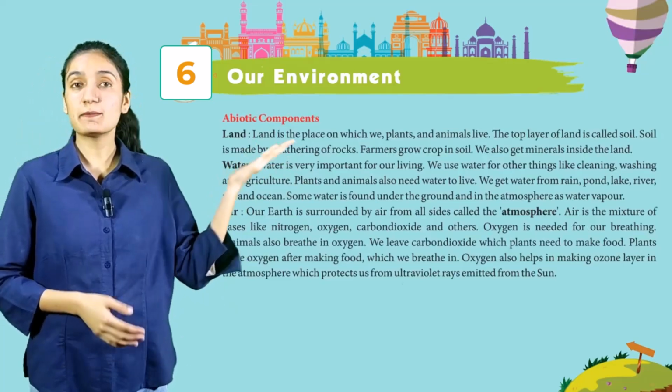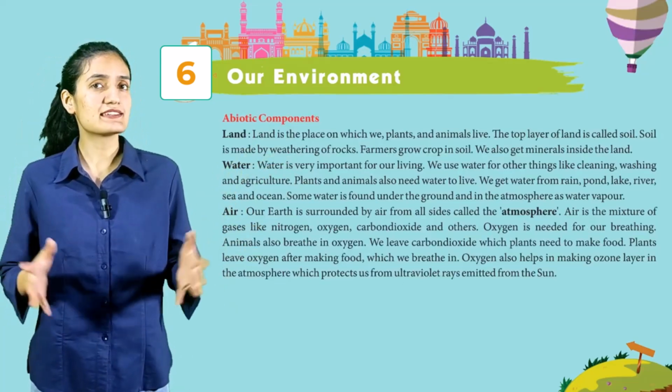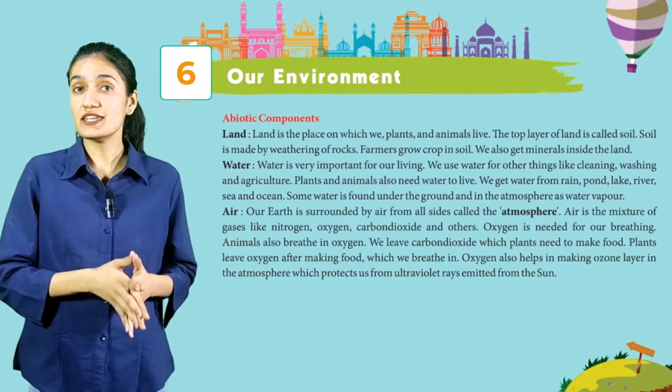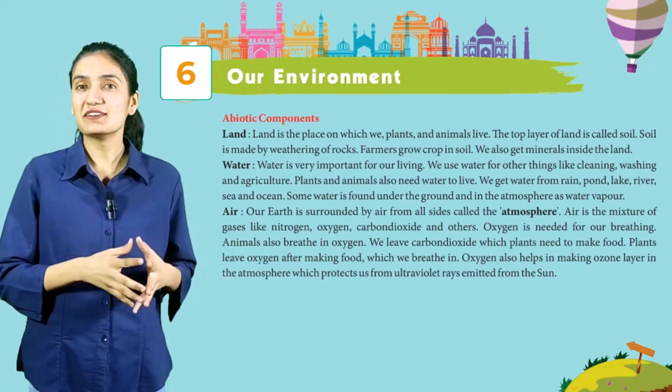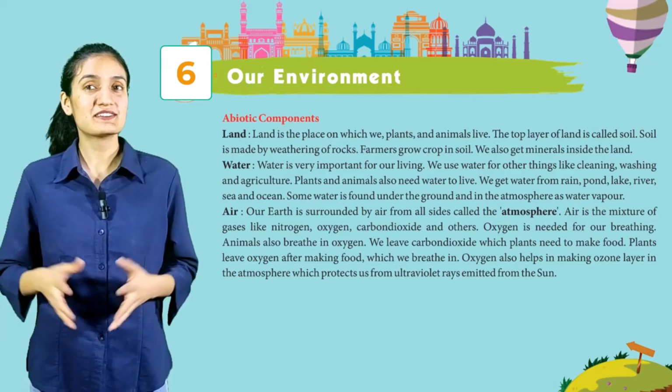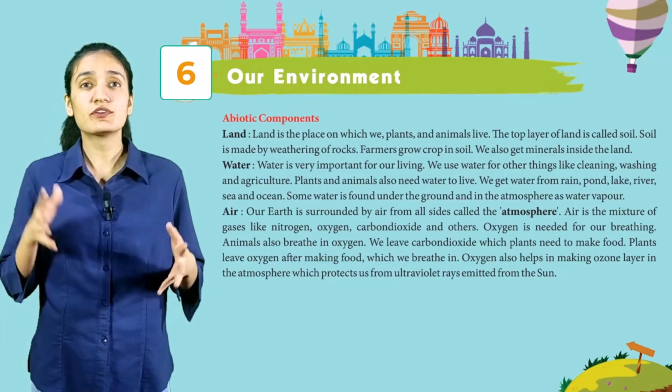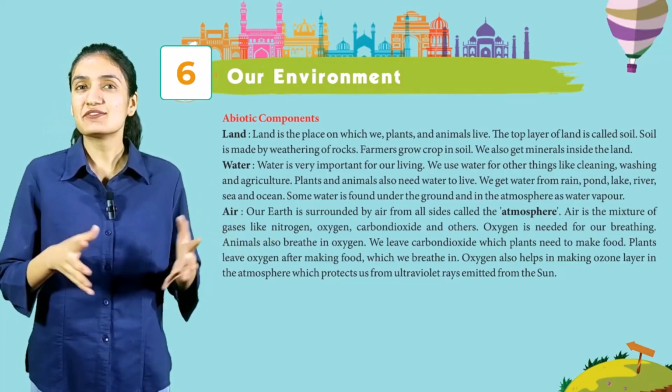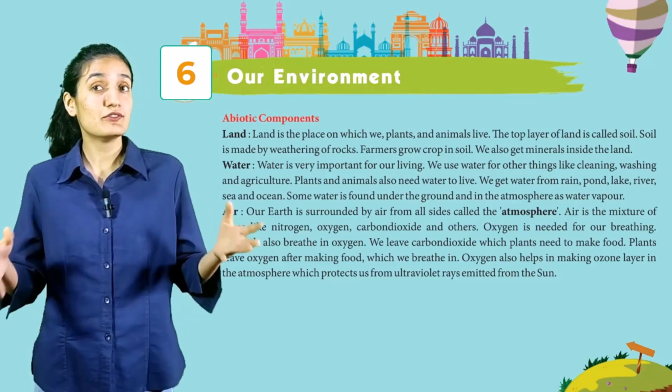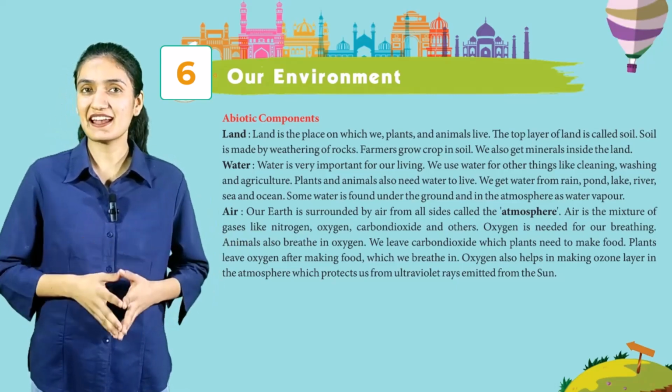Let's see abiotic components. Land. Land is the place on which we, plants and animals live. The top layer of land is called soil. Soil is made up of weathering of rocks. Farmers grow crops in soil. We also get minerals inside the land.